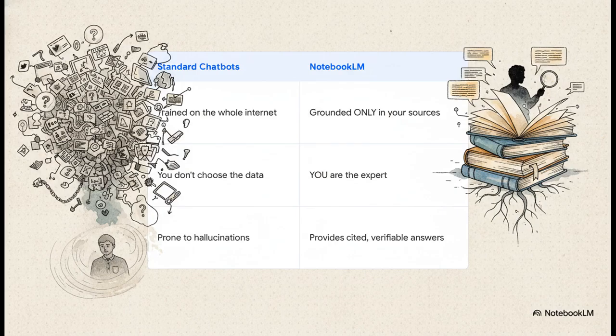Okay, so here's the massive difference. A standard chatbot is pulling answers from the entire internet, this gigantic, messy library that someone else put together. NotebookLM is totally different. It's grounded only in the sources you give it. This completely flips the script. Now you're the expert, and every single answer it gives is verifiable, cited directly from your own material.